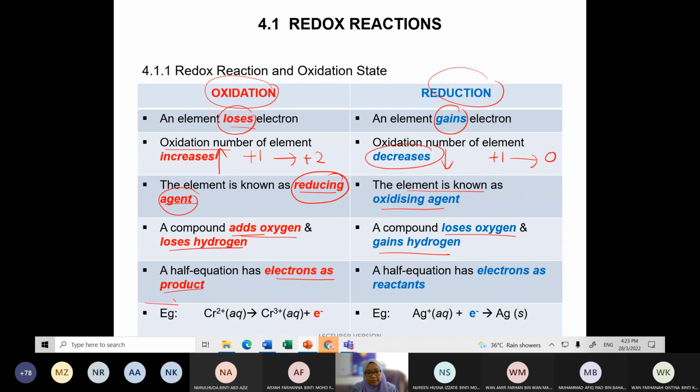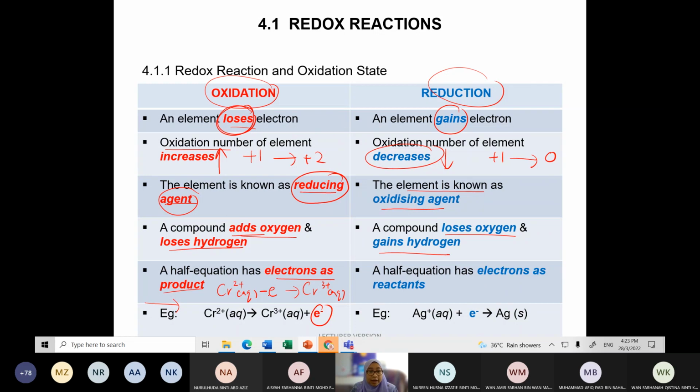Okay, look at the last example, the example of equation here. When we write the equation for oxidation reaction, the electron will be one of the products. Sebab normally dia macam ni, Cr2 plus, dia tolak elektron kan, sebab hilang oxidation kan, loses electron kan, so dia tolak elektron, so it becomes Cr3 plus.